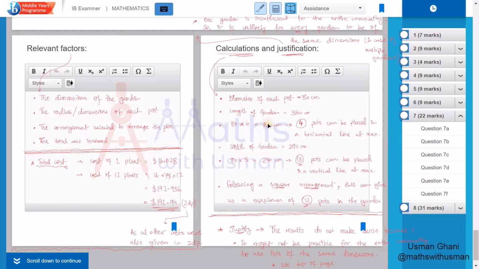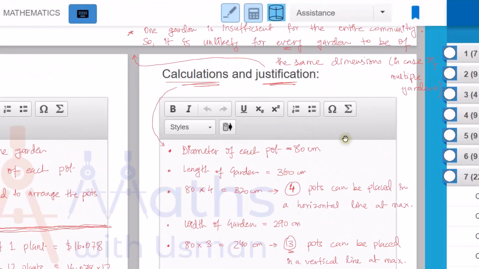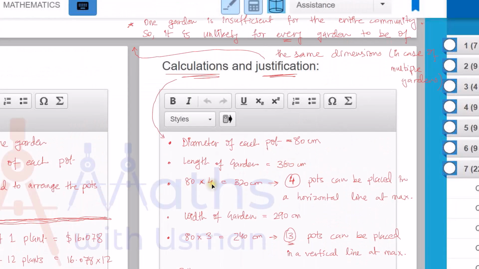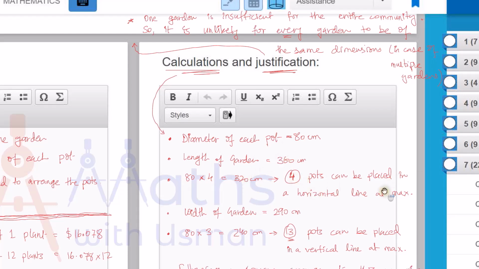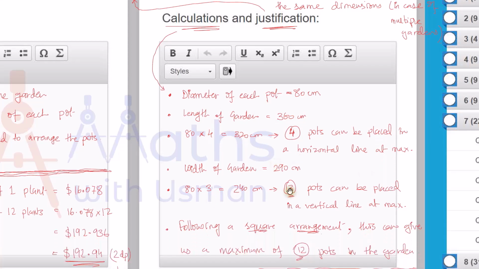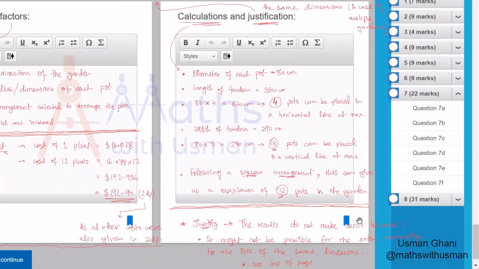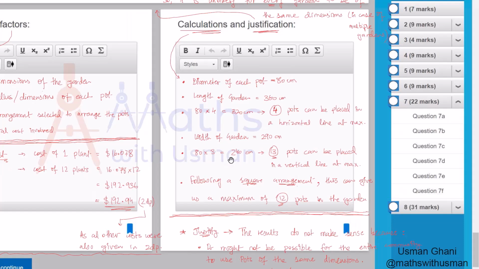Okay, so I've done multiplication again. That's really simple, and I've shown all of my calculations over here. The diameter of each pot is this, the length of the garden is this. So if I multiply 4 pots in a line, that's 320. I can't add more pots: 4 pots in a horizontal line maximum, 3 pots in a vertical line maximum. Following the square arrangement, we can have 12 pots in the garden, easy as pie.